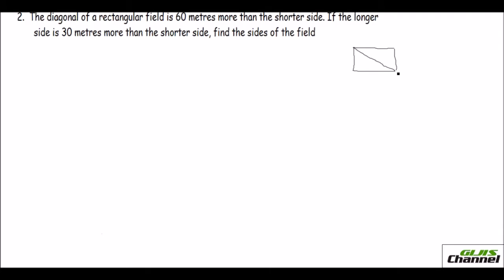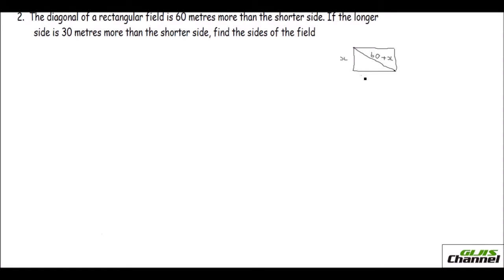So I take this as the diagonal and let this be the shorter side, x. The diagonal is 60 more, so I can write it as x plus 60, or 60 plus x. My diagonal is 60 plus x. And the longer side is 30 meters more than the shorter side.